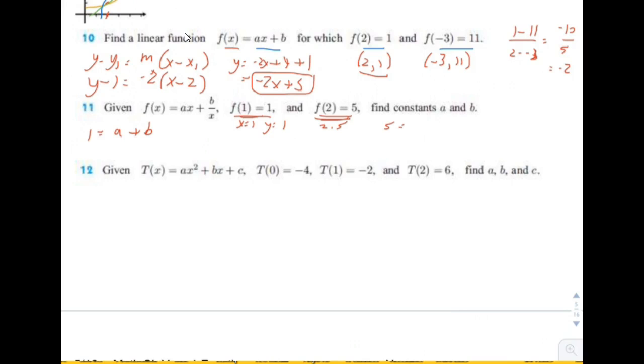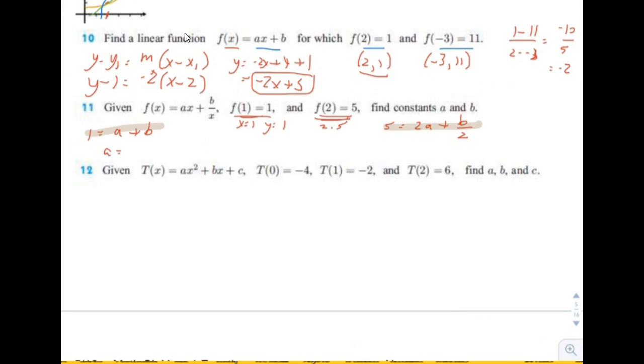5 equals 2x plus 2 over x. Oh, no, I'm sorry. 5 equals a times 2 plus b divided by 2. Okay. So now we have two equations and two unknowns. So we can combine these equations.